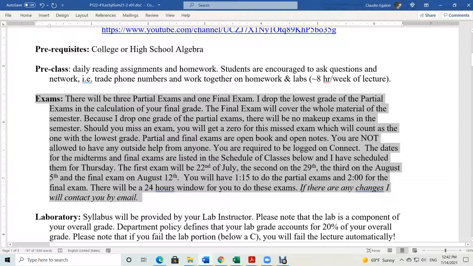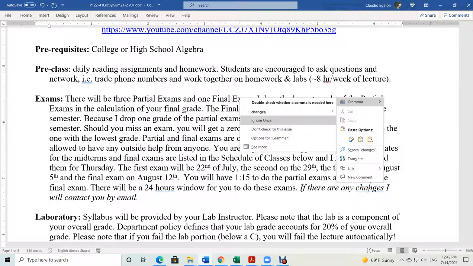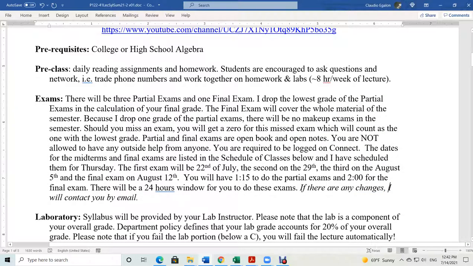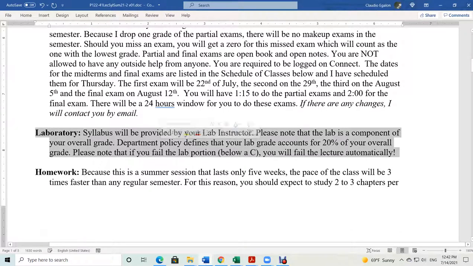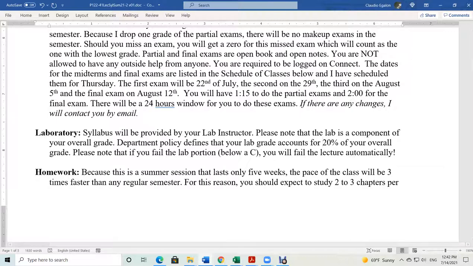There will be a 24 hours window for you to do the exams. If there are any changes, I will contact you by email. But I don't think I'm gonna change. I like the scheduling of the exams here. Syllabus will be provided by your lab instructor, you already have it. It's 20% of your overall grade.